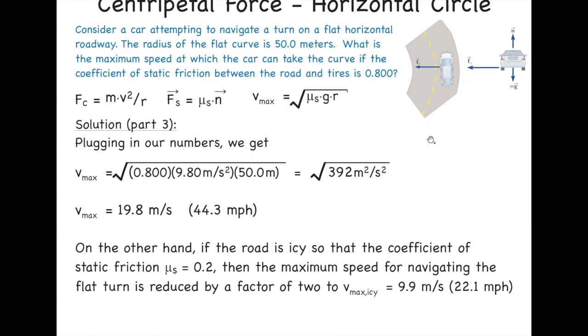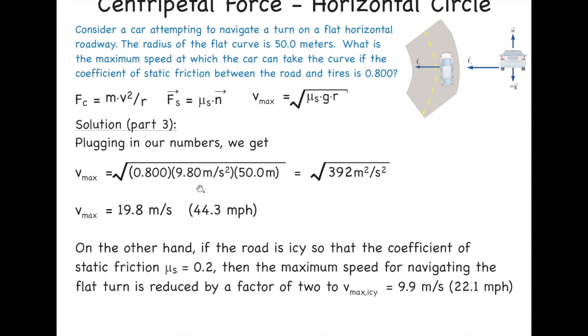So a car taking a turn on dry asphalt on a flat roadway where the curve has a 50-meter radius can go no faster than about 44 miles per hour before it would skid out. Now, on the other hand, if that road were icy, so the coefficient of static friction were much less, a reasonable upper bound might be 0.2 for mu s, then the maximum speed for navigating that flat turn would be greatly reduced, right?